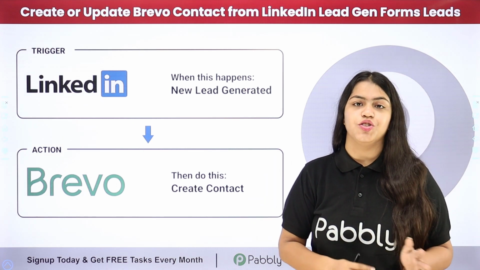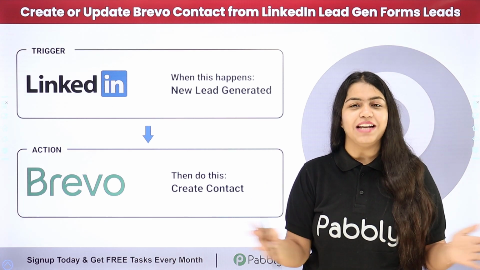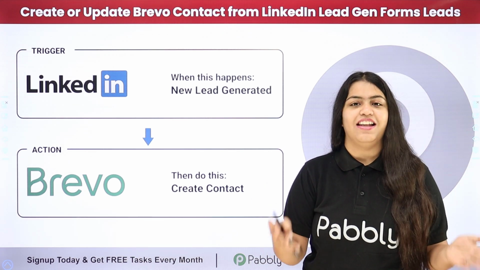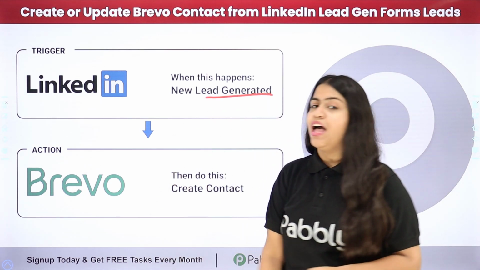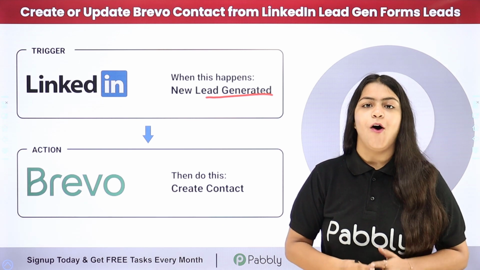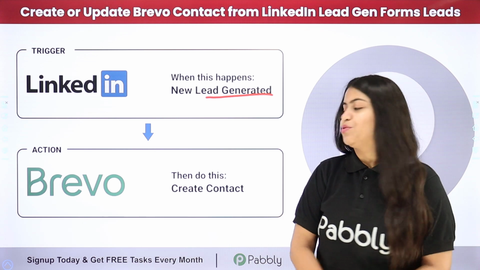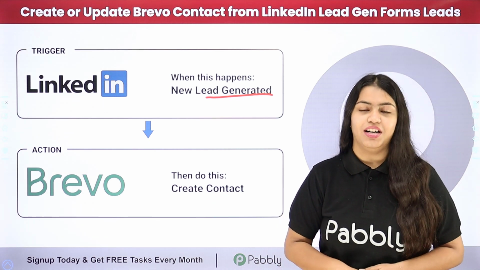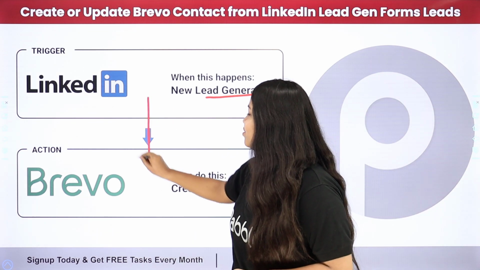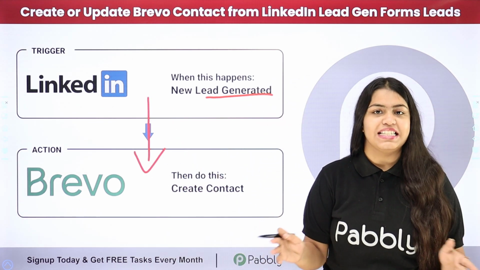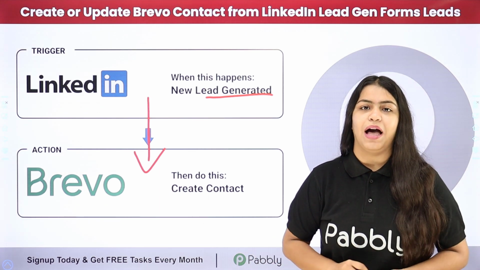So over here I'm running a digital marketing agency and we use LinkedIn lead gen forms to get more leads for our business. And now what I want is that as soon as someone fills in that LinkedIn lead gen form and we receive a new lead, automatically with the help of these same lead details, a new contact should be created or updated in my Brevo account. So to do this, we are going to create a connection between LinkedIn lead gen forms and Brevo. To create this connection without knowing any programming or coding language, we are going to use Pabbly Connect.